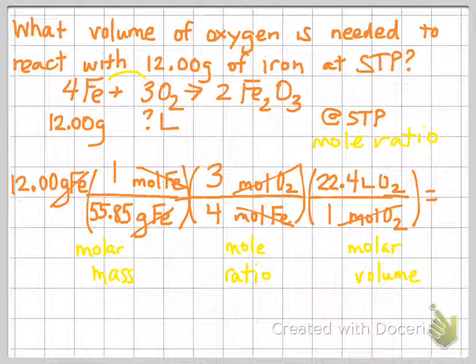Okay, and again, I want to have 4 significant figures. So I got 3.6096. So I'm going to call that 3.610 liters of oxygen gas.